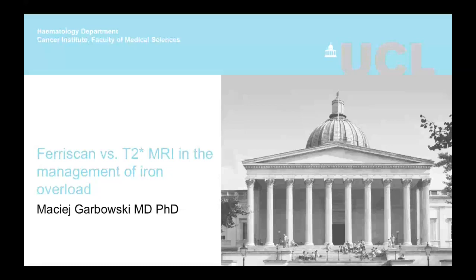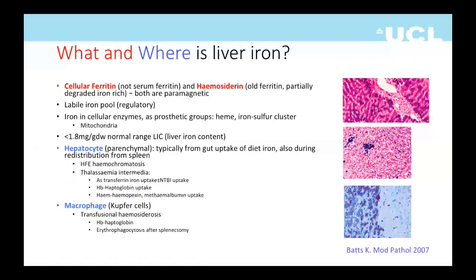So what we're imaging essentially is iron, which is hidden in the cellular ferritin in the tissues, as well as in its degradation product, which is hemosiderin, because both of these are paramagnetic. The other parts of iron content are not visible, although they're quite important. For example, labile iron pool.